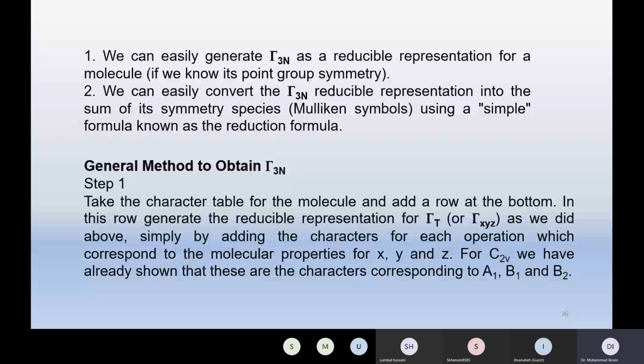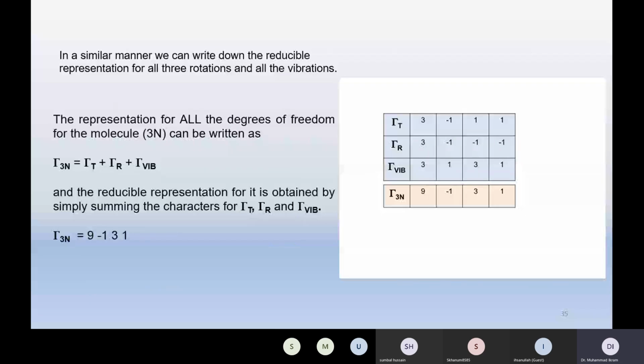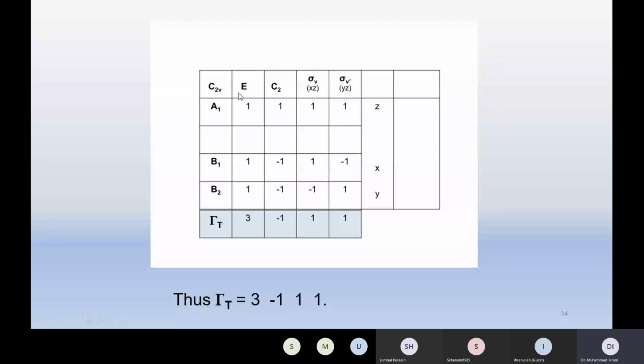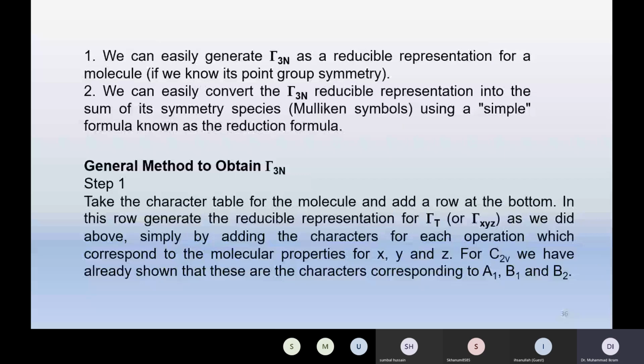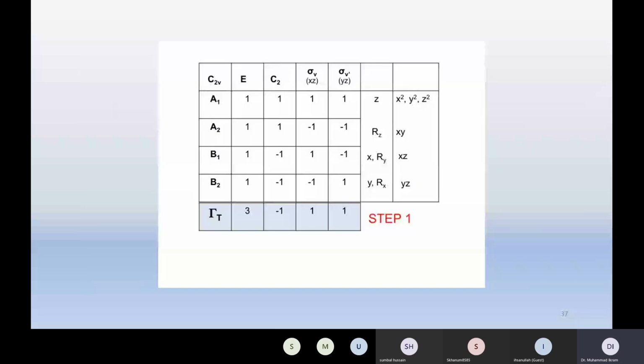So these rows, they are summed up. The characters of these rows are summed up as we did above, like this one. इसमें ये z, x, y, तो हमने इनके characters को sum up किया सर, बाकी characters को छोड़ दिया. For C2V, we have already shown that these are the characters corresponding to A1, B1 and B2. ठीक है, like this one. इस रो को हमने छोड़ दिया था because this is containing RZ, तो हम इसको नहीं consider करेंगे.